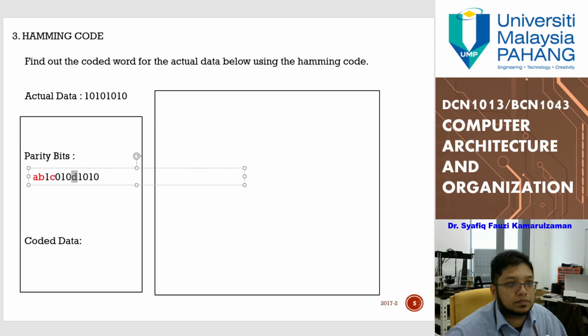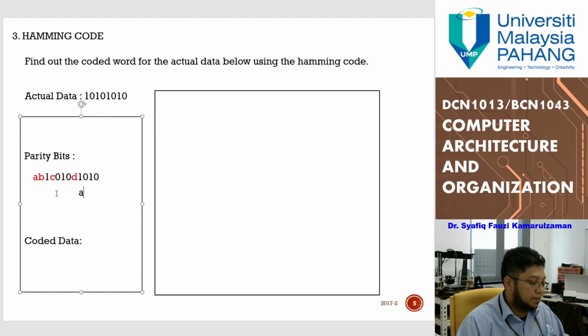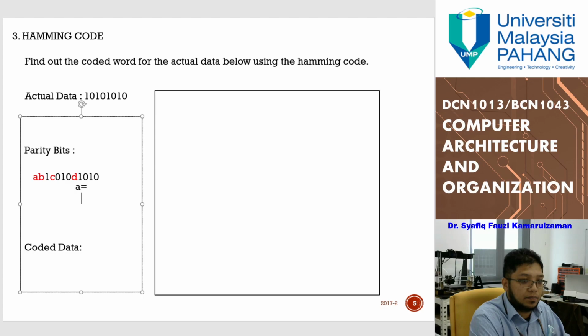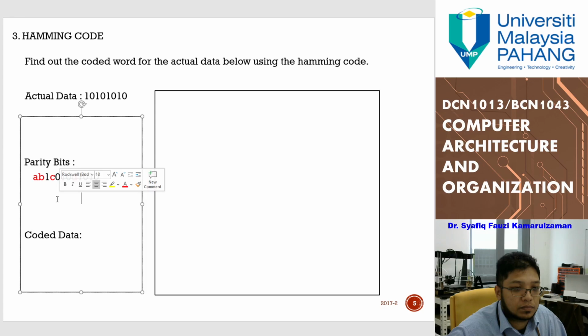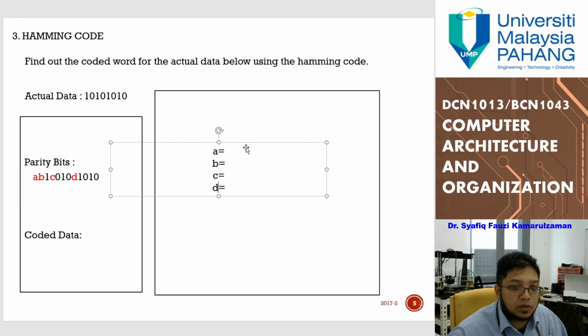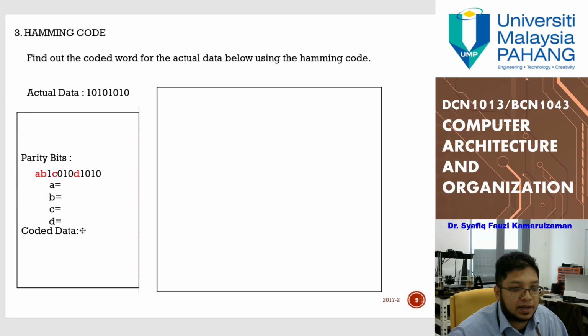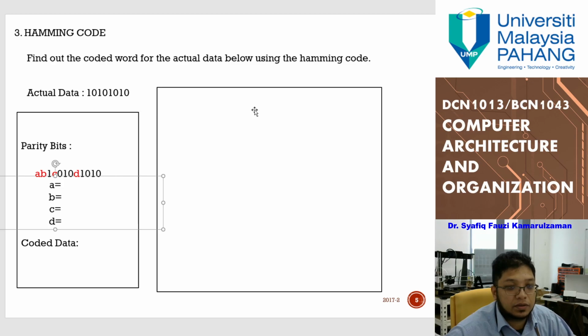So the parity bits are A, B, C, D. The parity bits are the ABCD, and the correct data is basically the answer for this question. So how do we find the ABCD? Let's take a look at the coded data.